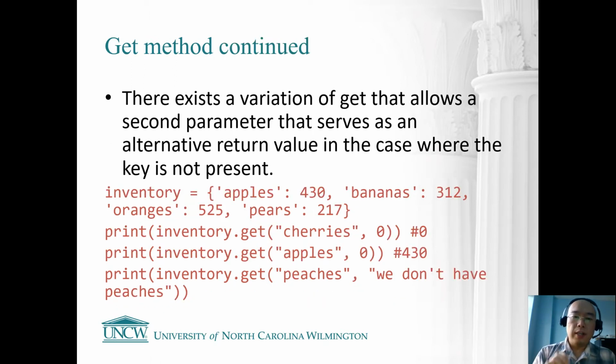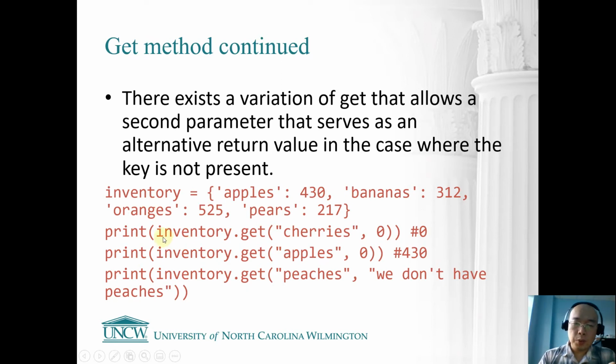For the new version, we can actually specify a second parameter. The role of the second parameter is, if the given key does not exist in the dictionary, then we can specify what the return value will be. Okay, so let's do the fruit inventory again. If I'm trying to get a cherry, and we don't have cherry, then instead of having a None, I want to return a 0, saying I don't have cherries.